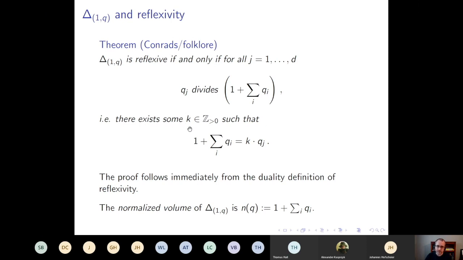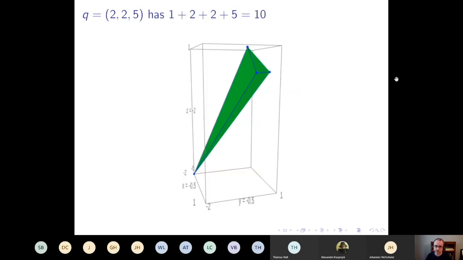And I want to emphasize that what that means is that 1 plus the sum of the weights is some multiple of the jth weight for every j. This k is a function of j. It'll vary. And the proof of this follows immediately from the duality definition of reflexivity. Okay. And in fact, this quantity 1 plus the sum of the weights is the normalized volume of the delta 1q simplex. So we denote that by n of q for normalized volume of delta 1q. Okay. So there's a simple arithmetic condition to determine reflexivity based only on number theoretic properties of the q vector.